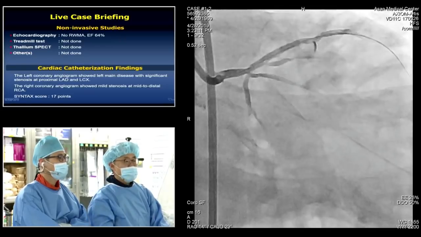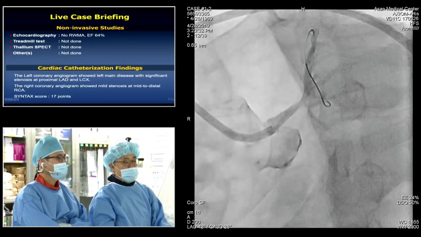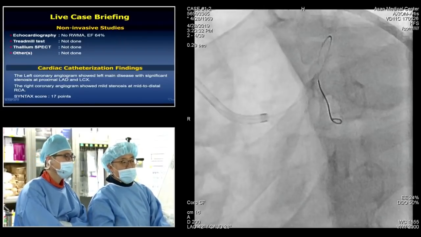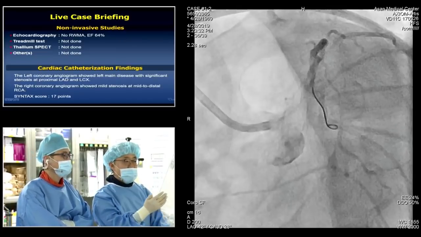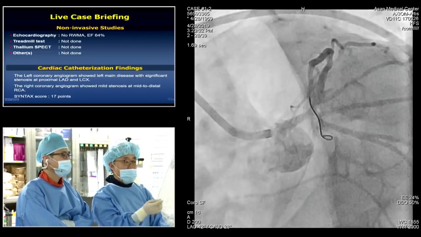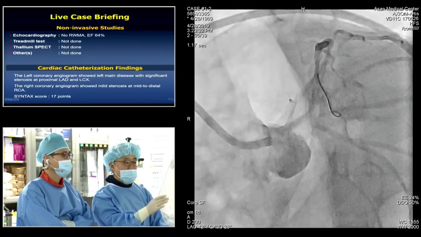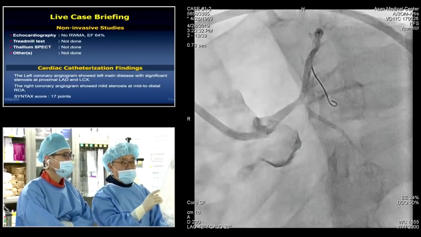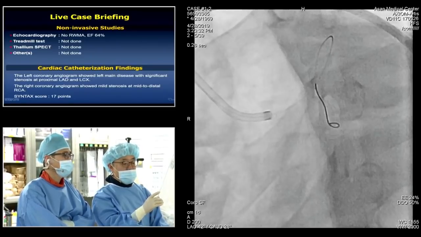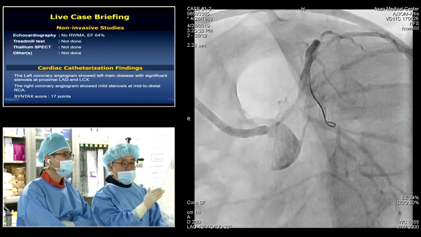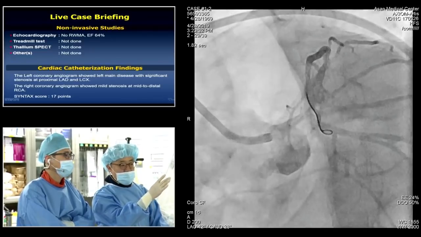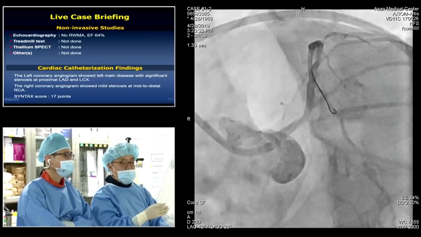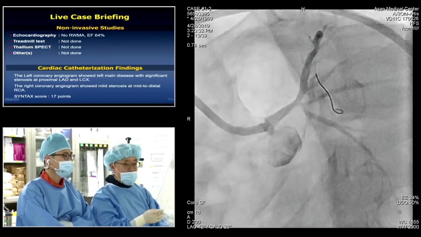And next one. So this is the spider view. You can see the distal left main bifurcation. Also, there is a stenotic region in the circumflex ostium, and the circumflex region was very tight. An interesting point is that the angle is very acute. This is a very complex left main PCI.